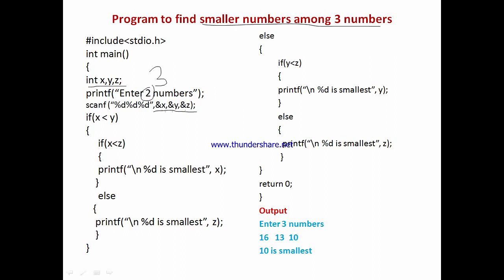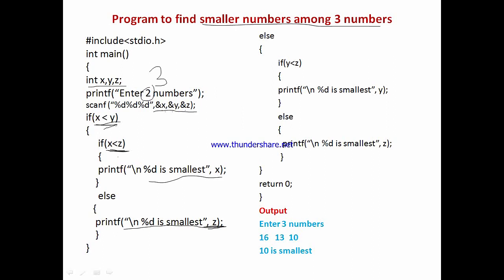Okay. Now here we have to find the smallest number. That means what we are checking now. Suppose x is smallest when x is less than y and when x is less than z. If both conditions are true, then the smallest number is x. But suppose this condition is true, x is less than y, that means x is smaller than y, but this condition is false, that means z is smaller than x. Now here x is smaller than y and z is smaller than x, then this condition is false. This part is executed: the smallest number is z.